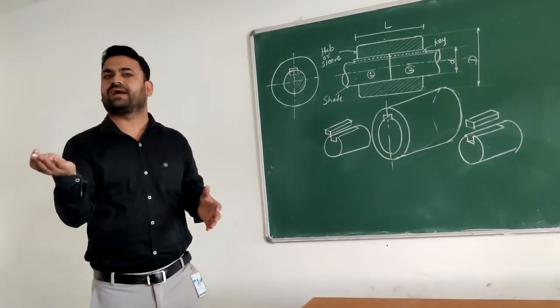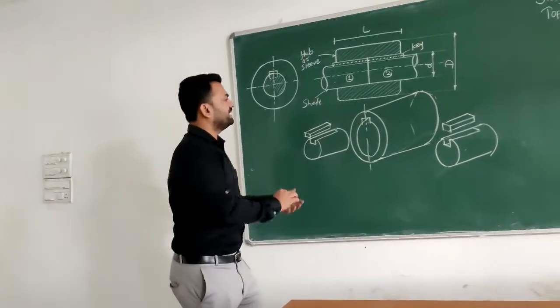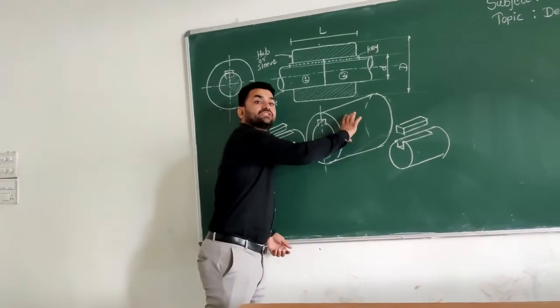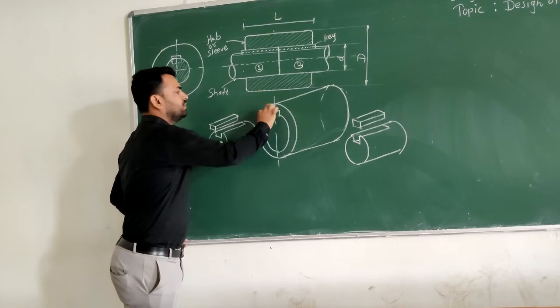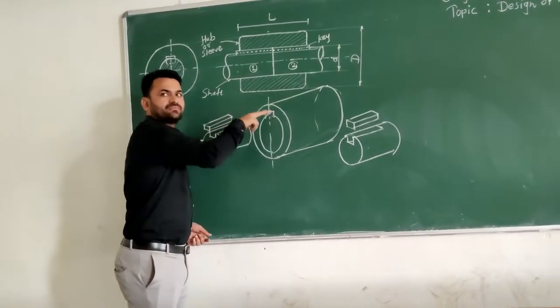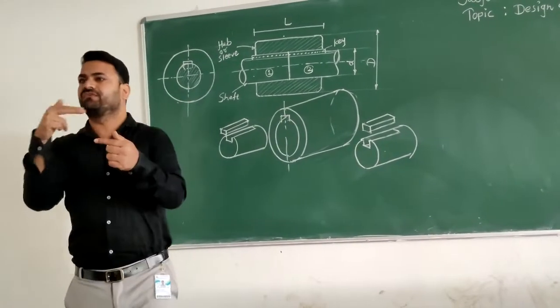Does everyone understand what a muff coupling is? So in the muff coupling, this is known as sleeve. What do we call this? Sleeve. Sleeve is made with a slot. This slot is provided for the keyway.